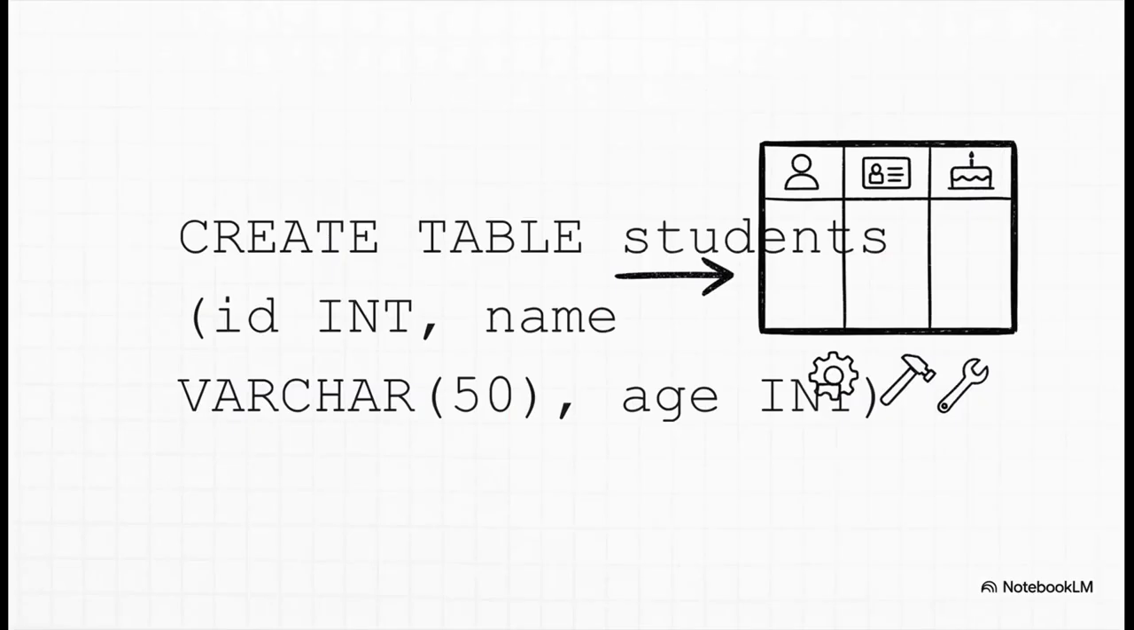And here's that architect at work. This simple line of DDL code is literally an instruction that says, create a new table, call it students, and make sure it has spots for an ID, a name, and an age. And just like that, a new shelf in our library is built and ready to go.